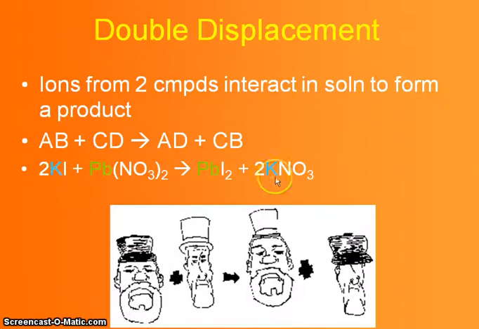So in this real example, we've got potassium iodide combining with lead nitrate. So the lead and the potassium are going to switch spots. So lead will now combine with the iodine and the potassium will now combine with the nitrate.